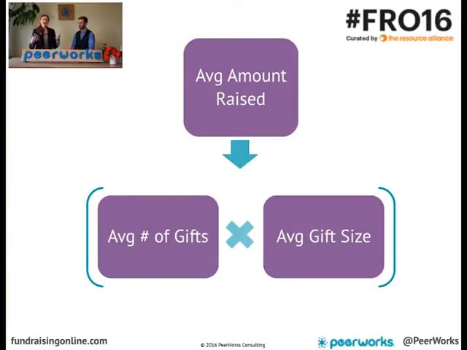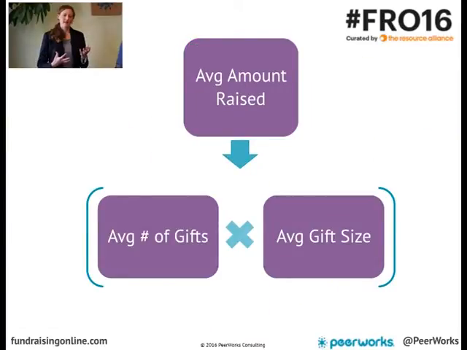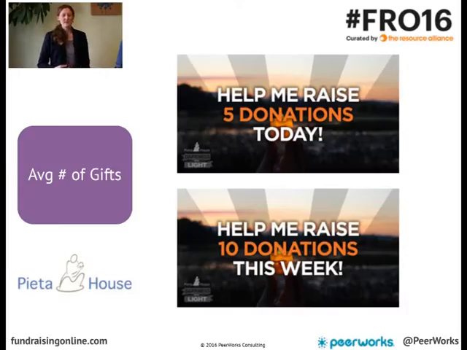So we can look at the average amount that's raised by our participants and break that down even further and look at the data around the average number of gifts that those fundraisers are getting, and also the amount of money that each of those donors are giving when they give. So we'll first look at the average number of gifts and what we can do to influence that number.